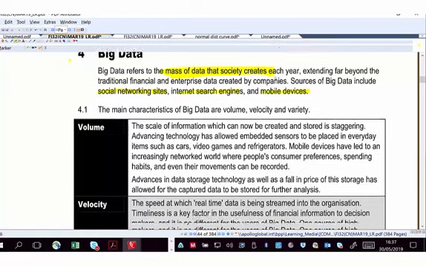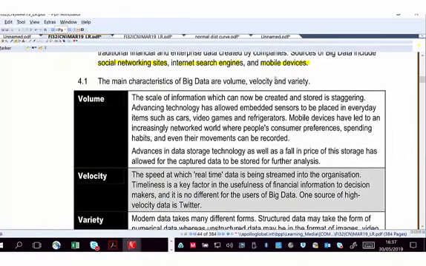The main characteristics of big data are described through what we call the 3 V's. So the 3 V's are volume, velocity, and variety. When we look at volume, big data is characterised by a huge volume of data.